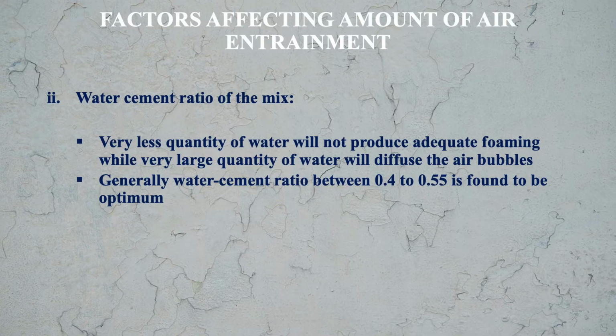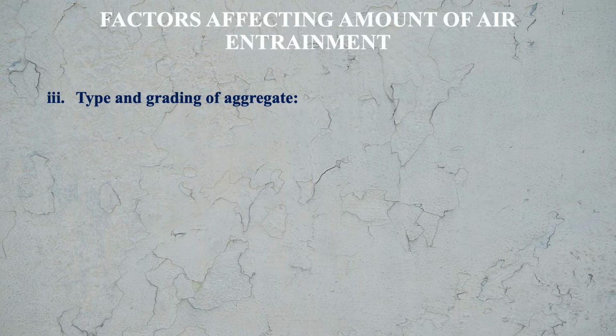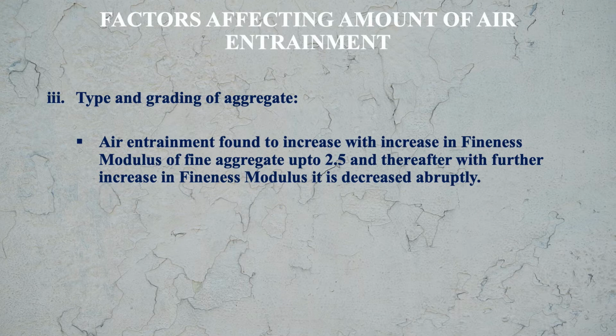Generally, water cement ratio between 0.4 to 0.55 is found to be optimum. Next factor is type and grading of aggregate. Air entrainment is found to increase with increase in fineness modulus of fine aggregates up to 2.5, and thereafter with further increase in fineness modulus it is decreased abruptly.